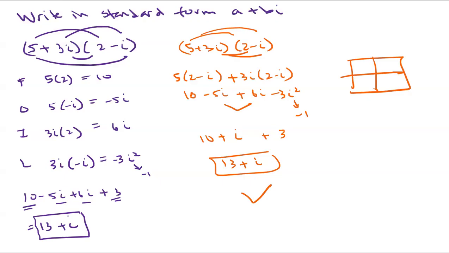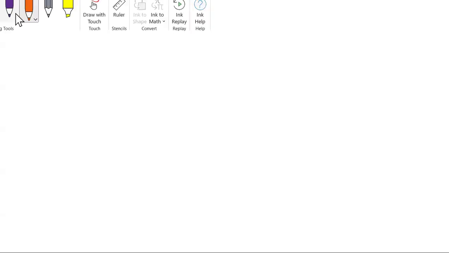Okay, so the next part here is what a lot of students mess up on as well. So let's say we have 13 divided by 5 minus 12i. Okay, and again, it's the same question. We need to write the expression in standard form. Okay, so how do we do this?